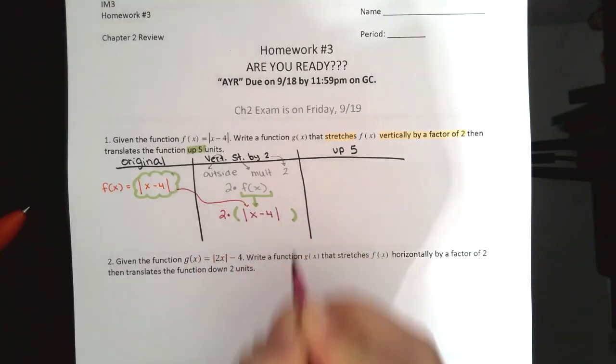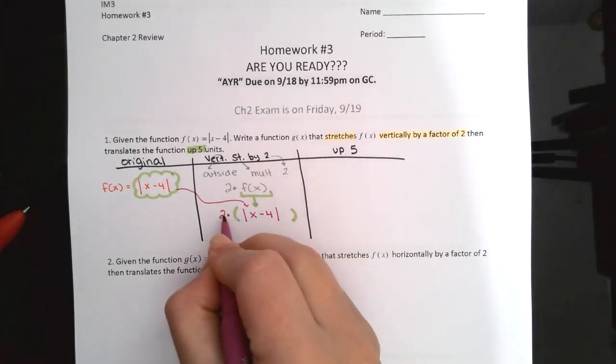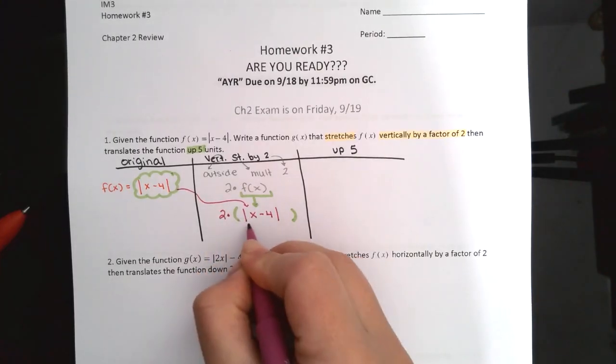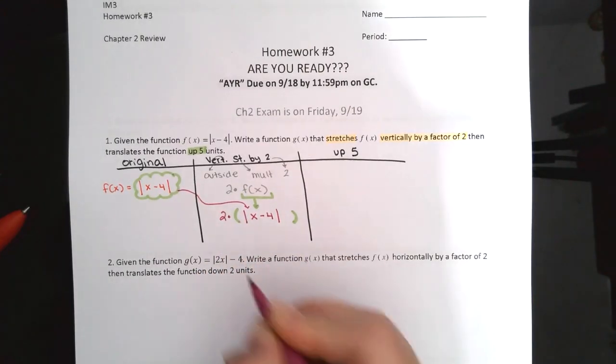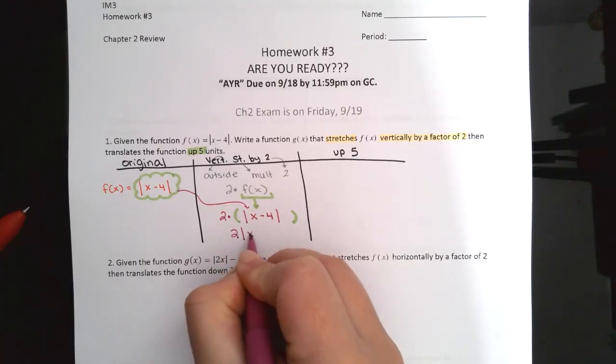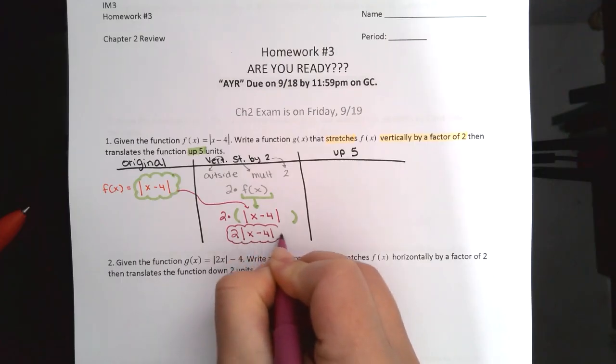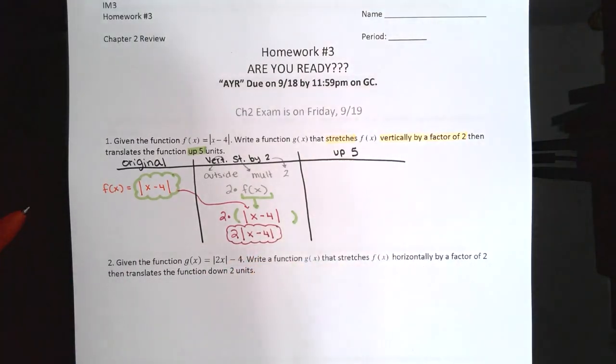Now, parentheses here are technically not needed because we already have absolute values, but I just want to make sure that you understand that you do this whether it is absolute value or not. So therefore, we do have an outside change. We cannot go inside of the absolute value. So our simplified version is 2 times the absolute value of x minus 4. Put this in a thinking bubble. This is your function after the first change has occurred.